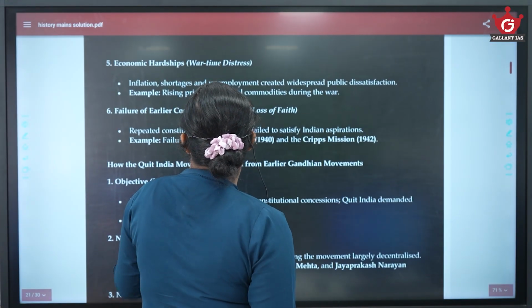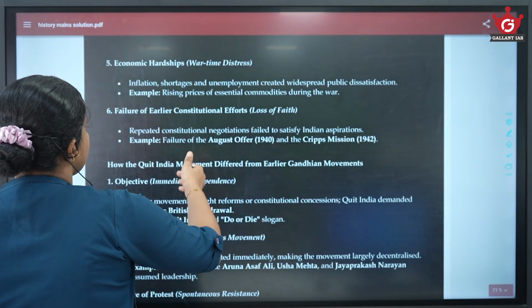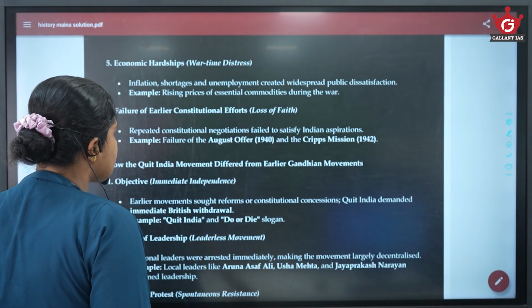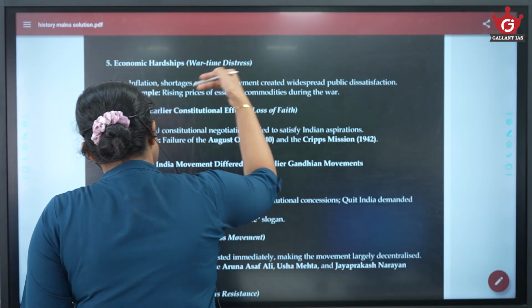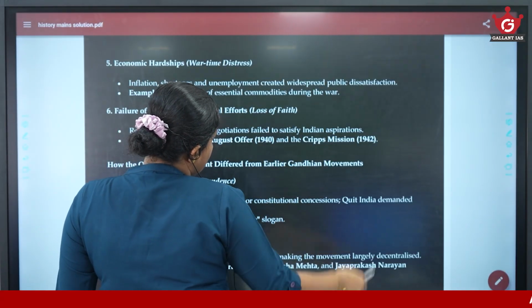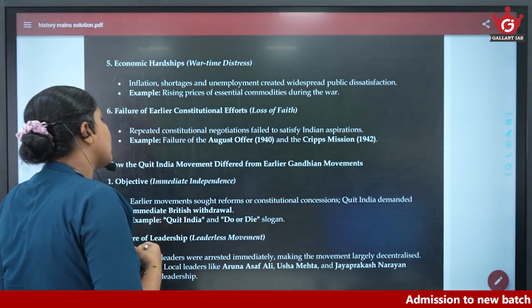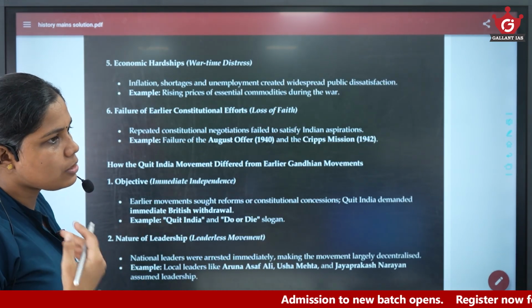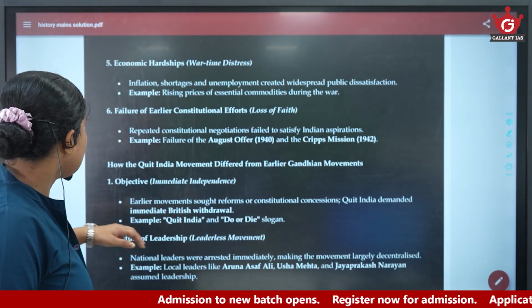Next, you can mention the economic hardships, prices of essential commodities and famines affecting India. Next, you can mention the failure of earlier constitutional efforts, the August Offer, the Cripps Mission. People had lost faith in this kind of thing. Indians were not satisfied.